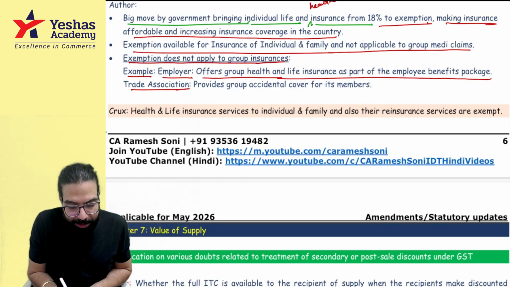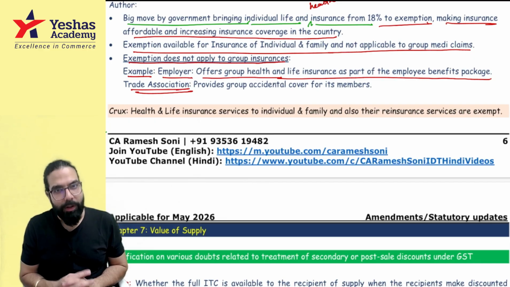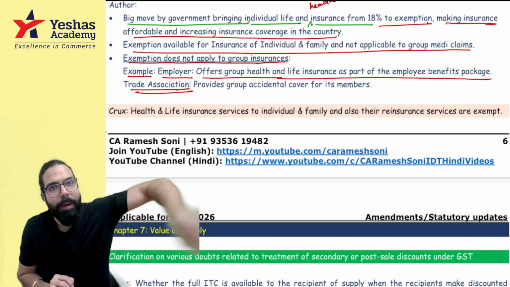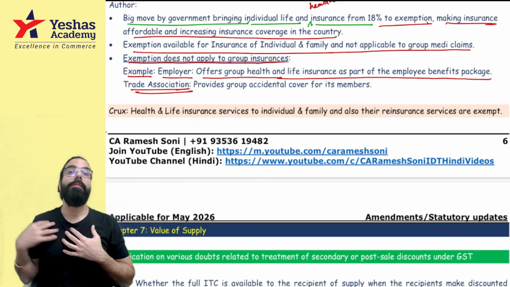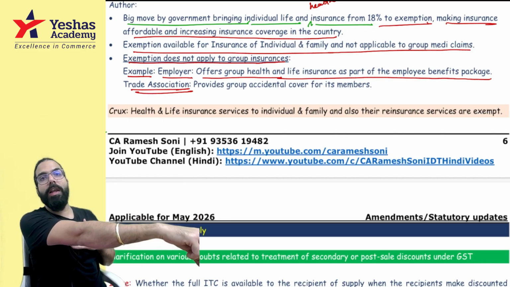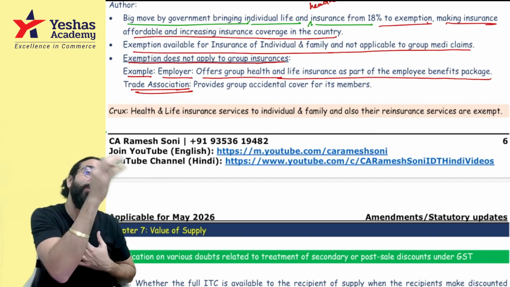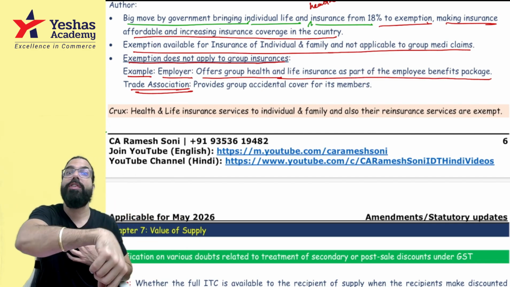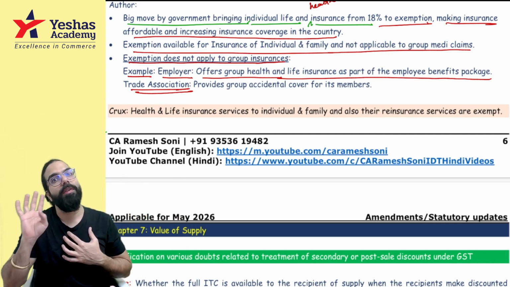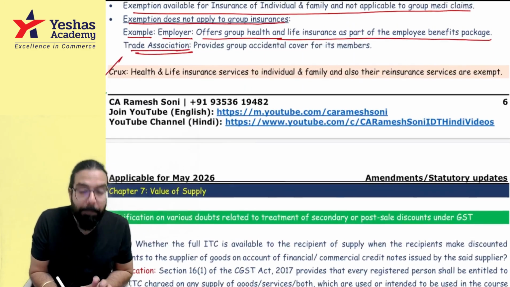Secondly, for example, there is a trade association. In the trade association, all the members are there. The trade association says, give life insurance for all my members in the association. When life insurance or health insurance is taken for the members of the association, then there will be GST. Done, sir. This point, simple, remember.